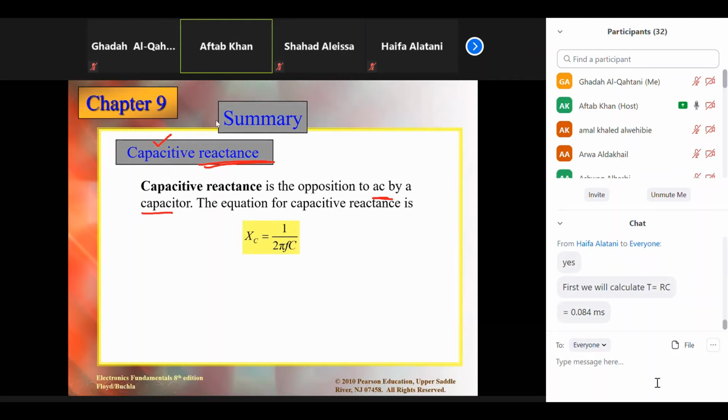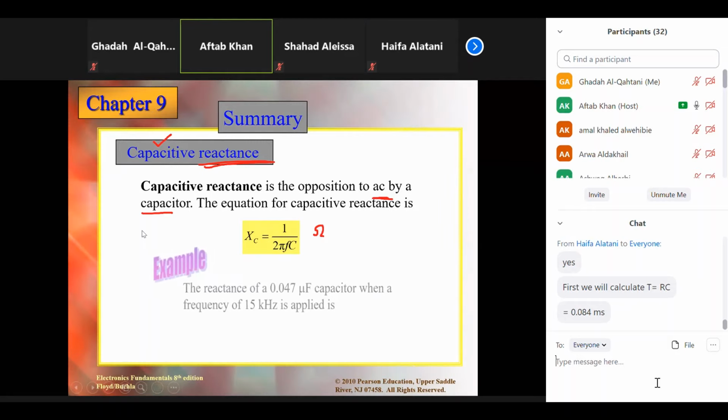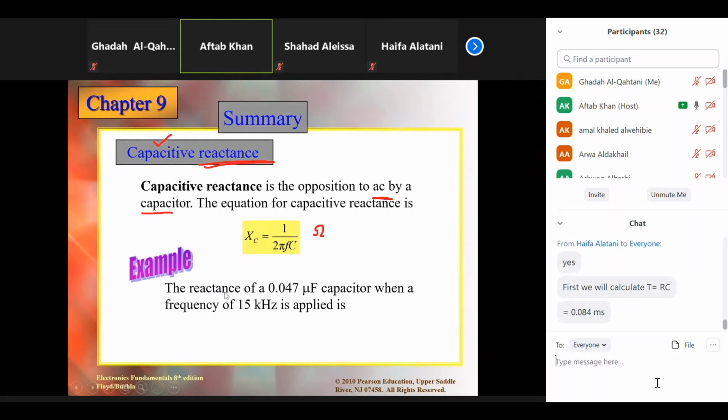This is capacitive reactance, and the unit is the same as the unit of resistance, yani ohm, because it is a similar thing, any opposition to the flow of current by the capacitor. This is an AC circuit we are talking about. Okay, this is called capacitive reactance. Now girls, the question would be like that: the reactance of this much capacitor when a frequency of 15 kilohertz is applied. So just put the values of C and F, 2 pi, and you will get the reactance. Okay, and the reactance will be 226 ohm by putting these values. All right, this is capacitive reactance.